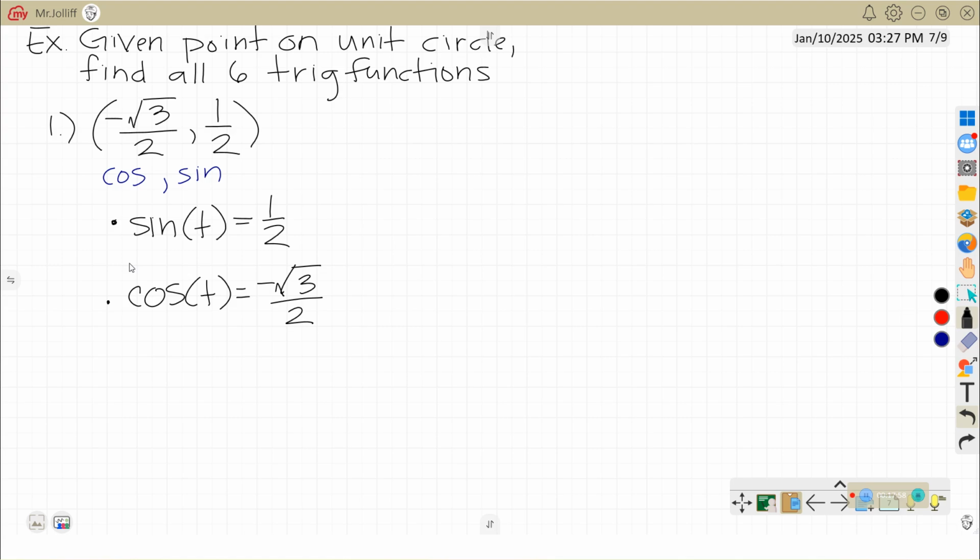So after those 2, the next one we learned was tangent. I need to know what tan of t is. The question is, how do we calculate tangent? Sine over cos. Yeah, sine over cosine. And I know both those numbers. So I'm going to build a fraction. Sine is 1/2. Cos is negative root 3 over 2.